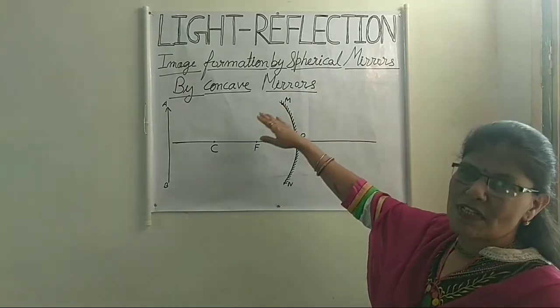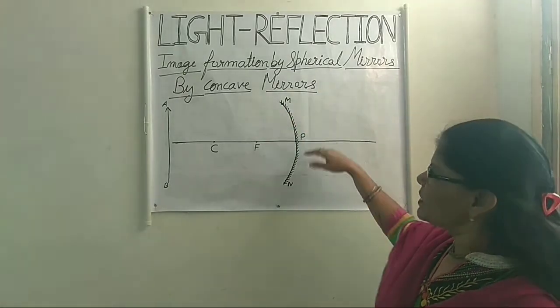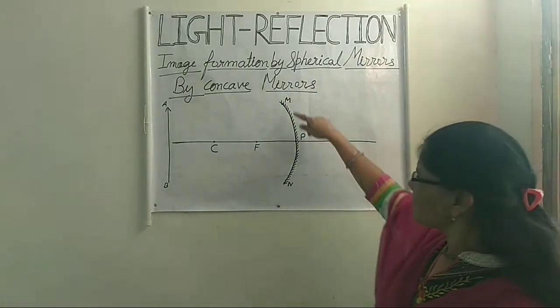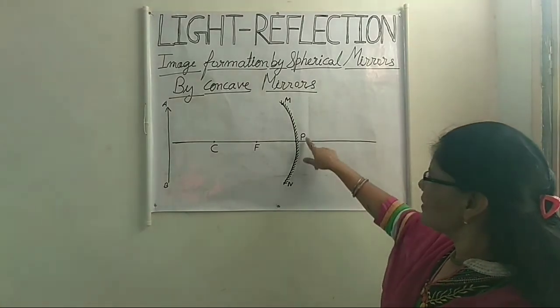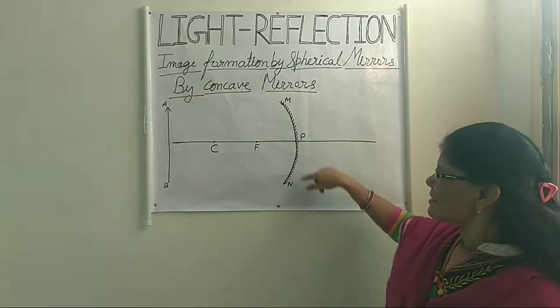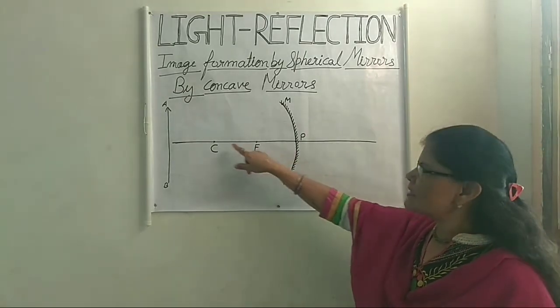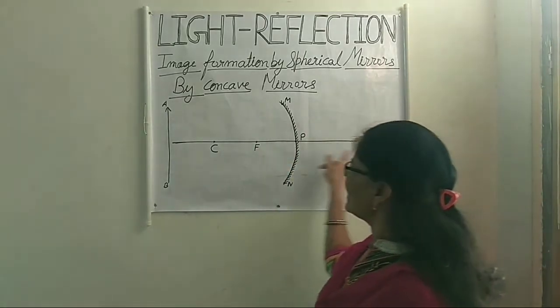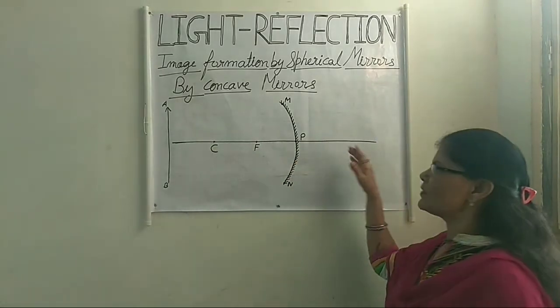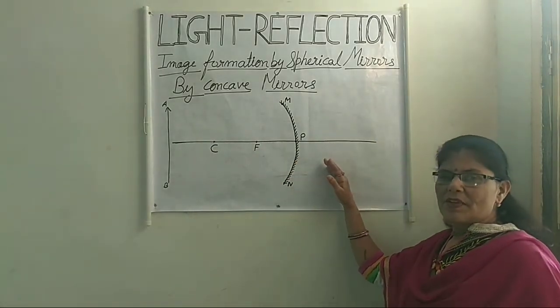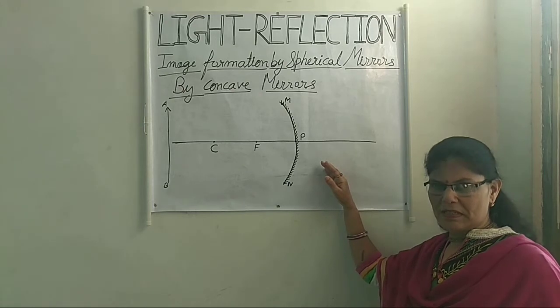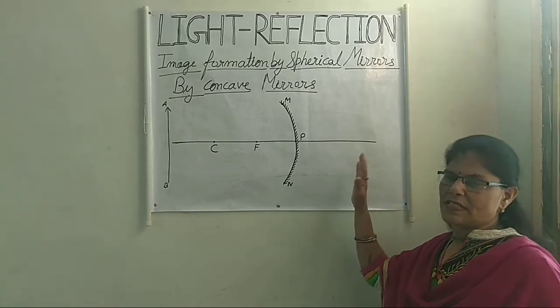So let us first start with a concave mirror. This is a concave mirror. This is the pole of the mirror. This is the diameter MN, the aperture. This is the principal focus. This is the center of curvature, and this is the principal axis of this concave mirror. We are having 6 cases for concave mirrors. So let us discuss the first case.